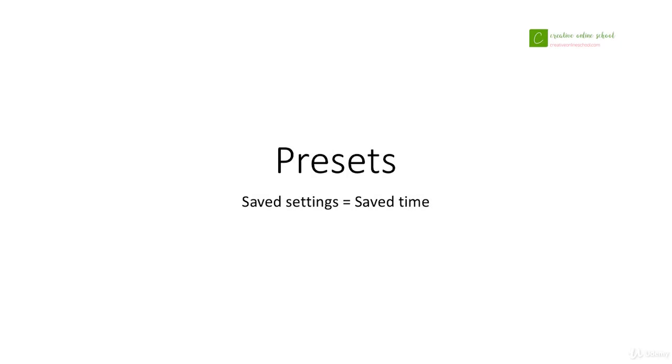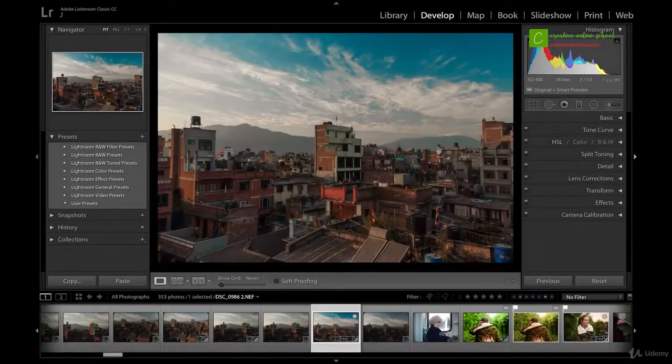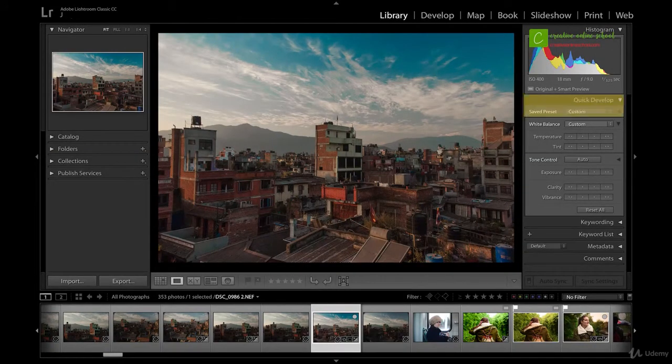What are presets? Presets are files that apply specific settings to an image or images. The concept is comparable to filters people use in photo sharing apps such as Instagram, though needless to say, Lightroom's preset panel is much more robust than a simple mobile app's. Your presets have their own panel on the left-hand side of the Develop module, and you can also access them from the Quick Develop panel of your library.